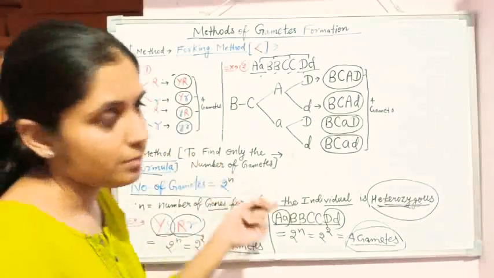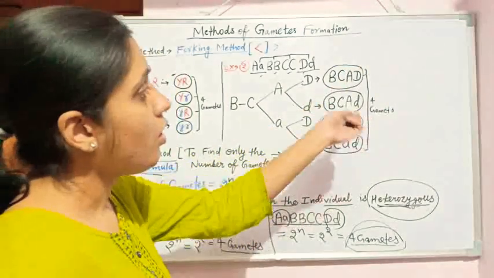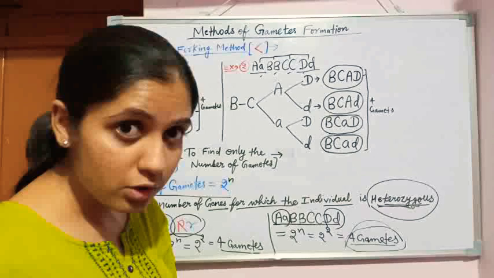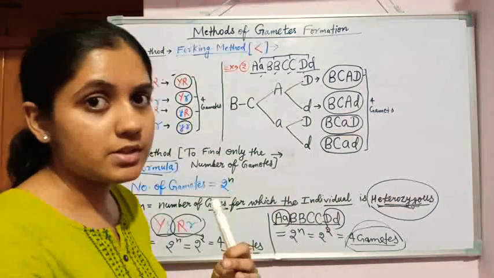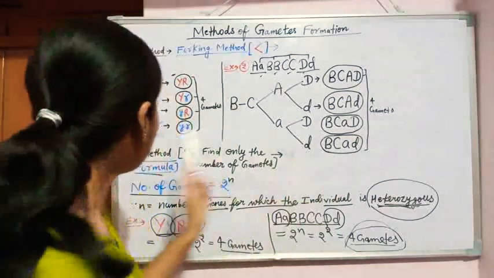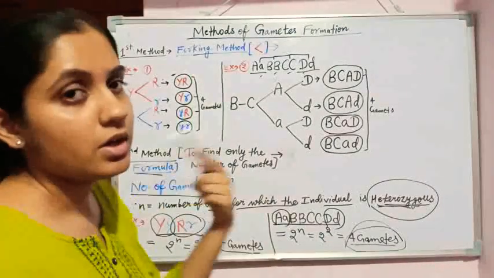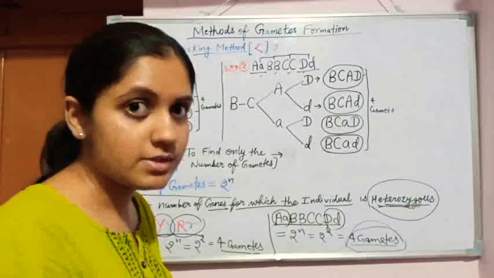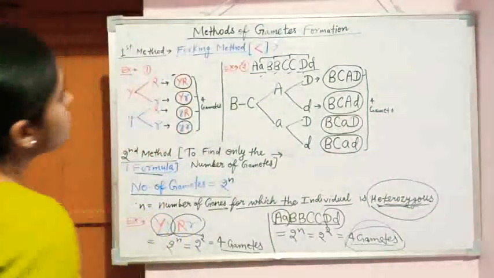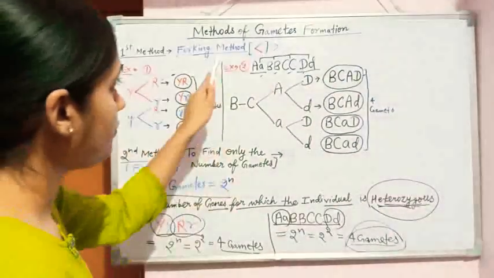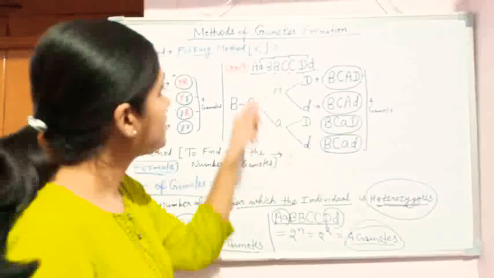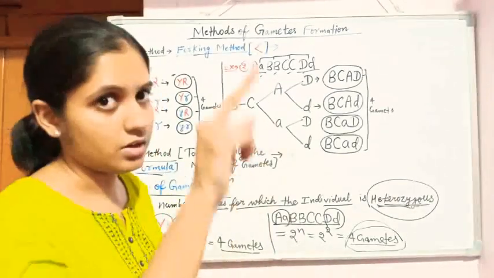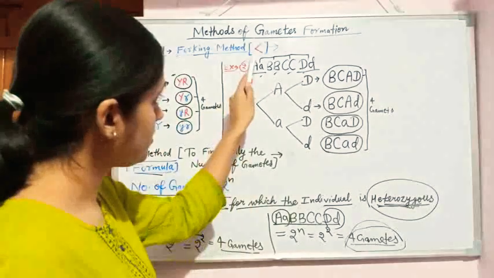By the forking method you can know the number of gametes, and you can also know which gametes are formed. But by the formula method you can only know the number of gametes, that is, how many gametes are formed. So first is the forking method. You can draw this fork in the dichotomous form like this.